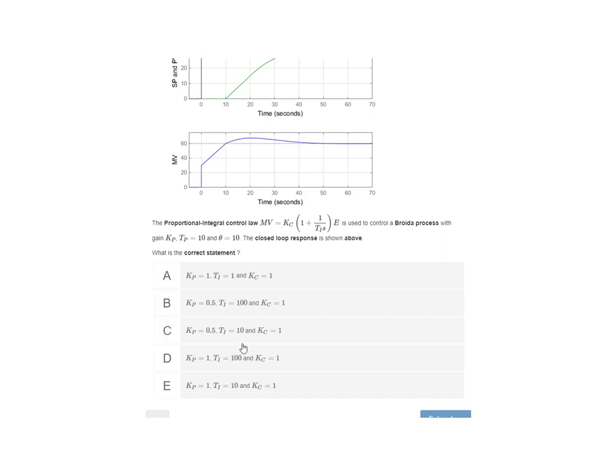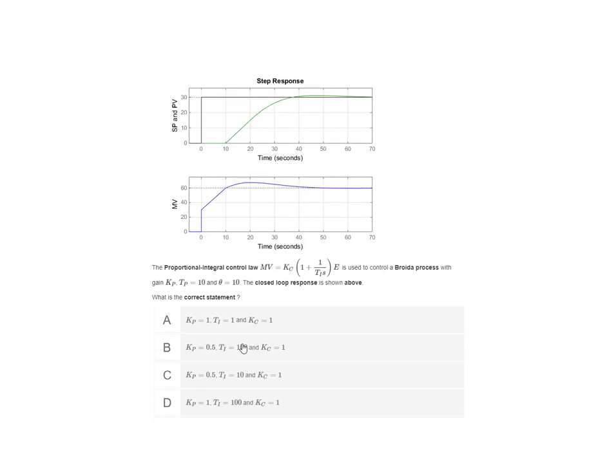So we have now to look at the integral time constant, and you can see here that the proportional kick is 30. And you have a delay of 10 seconds, and in this delay of 10 seconds, the integral action has added something that is equivalent to the proportional kick.